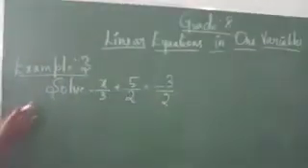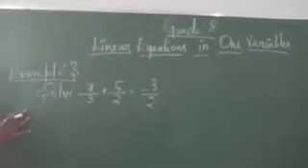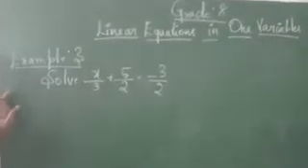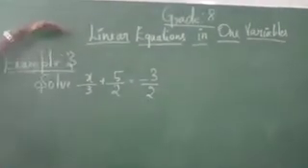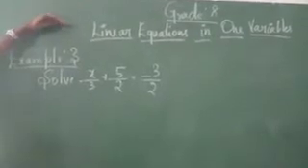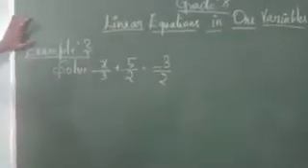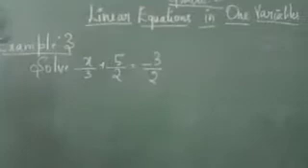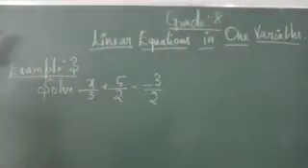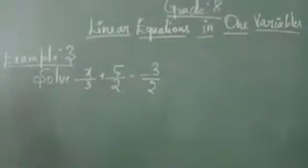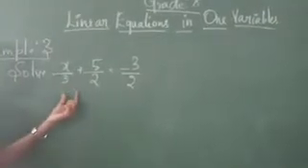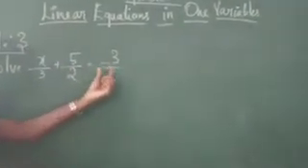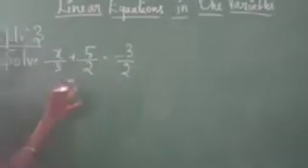Good morning students. Today we are going to solve an example problem 3 based on the linear equations in one variable. So under the chapter linear equation in one variable, we are going to see which subdivision: solving linear equations with the constants on one side and the variables on the other side. See here, it is a linear expression x by 3 plus 5 by 2 is equal to minus 3 by 2.